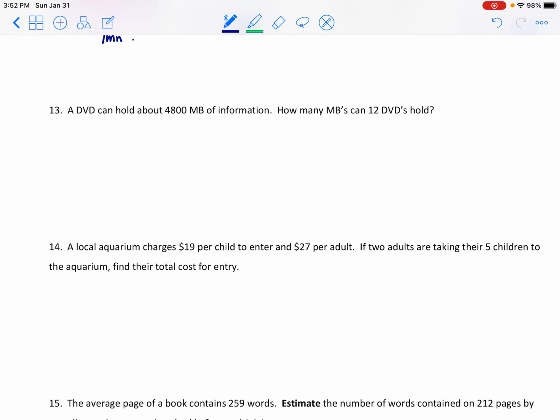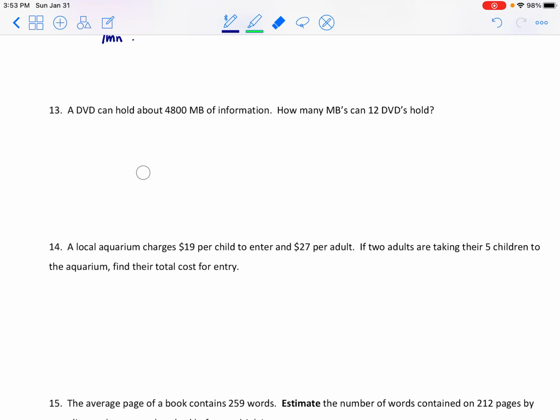Some other applications. You should be able to read a problem and determine when you're trying to multiply in that problem. For instance, in number 13, it says that a DVD can hold about 4,800 megabytes of information. How many megabytes can 12 DVDs hold? So if one DVD holds 4,800, we want to figure out how much 12 DVDs holds, then we have to multiply 4,800 times 12.